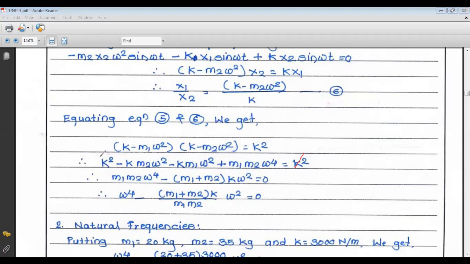Again k square and k square get cancelled. So your remaining terms are only this m1 m2 omega raised to 4 and this term. Again in that, omega square and the minus sign are common. So m1 m2 omega raised to 4 minus m1 plus m2 k omega square is equal to 0. So again divide by m1 m2, so we get omega raised to 4 minus m1 plus m2 divided by m1 m2 k omega square. So this is your final frequency equation.